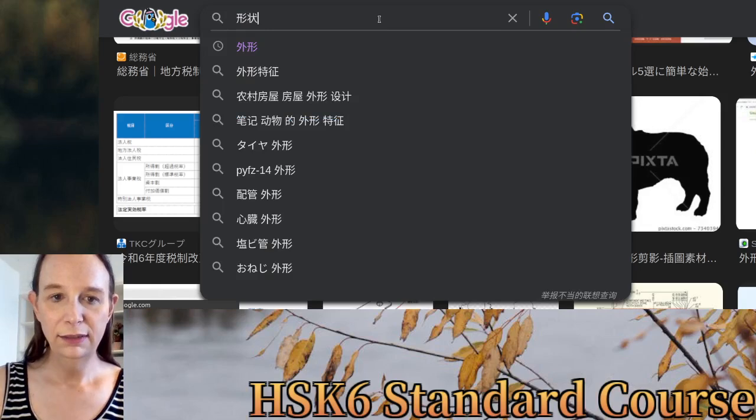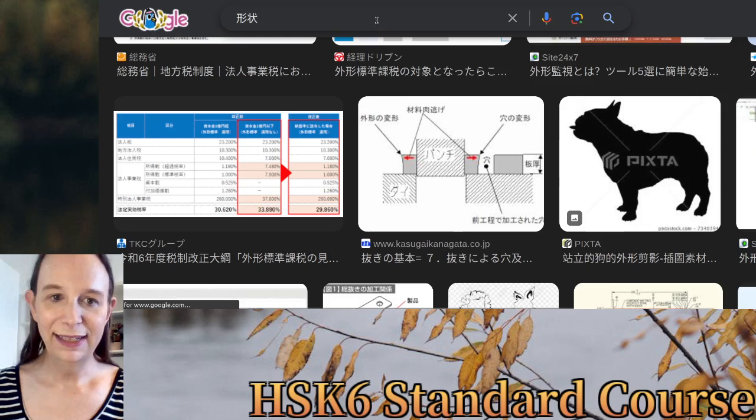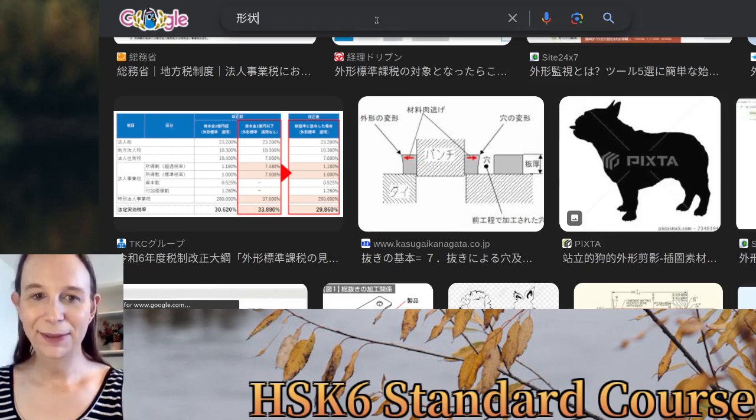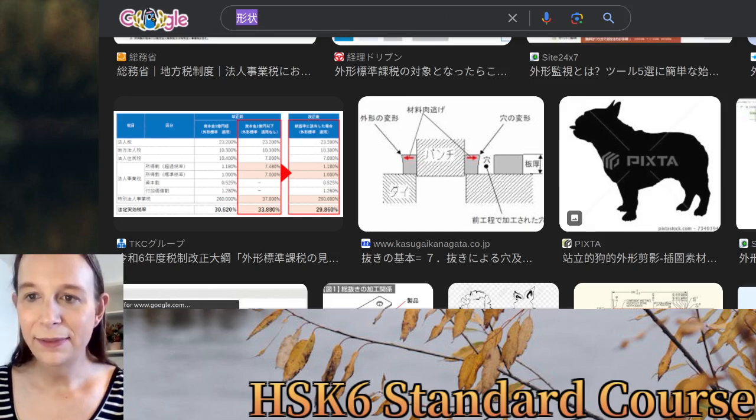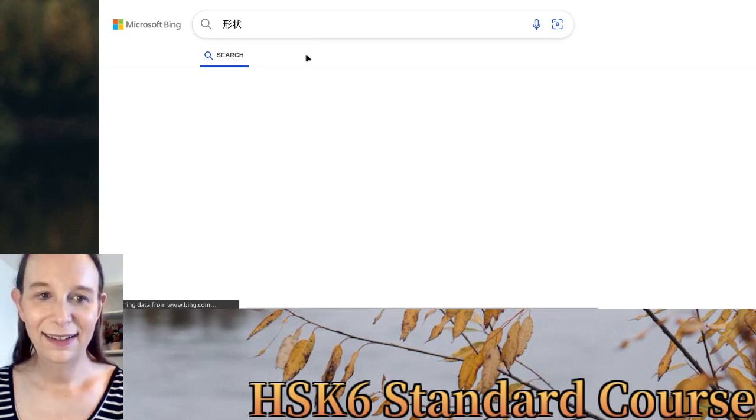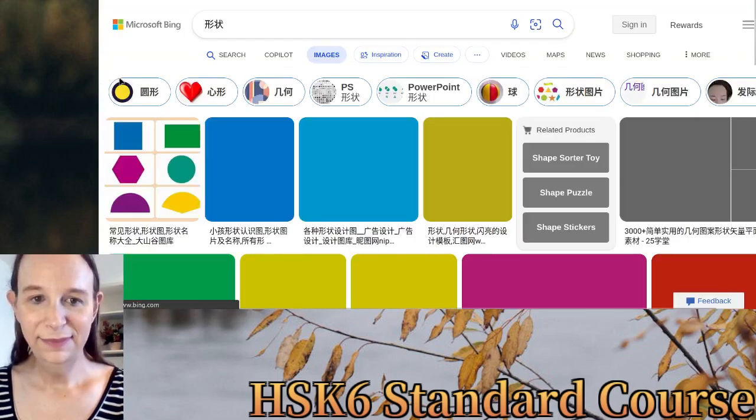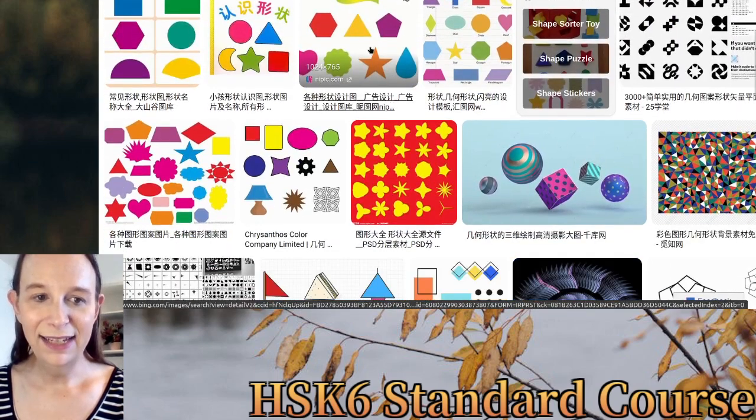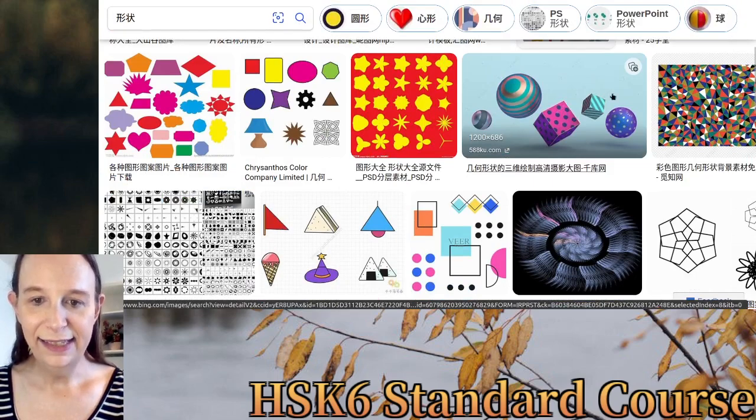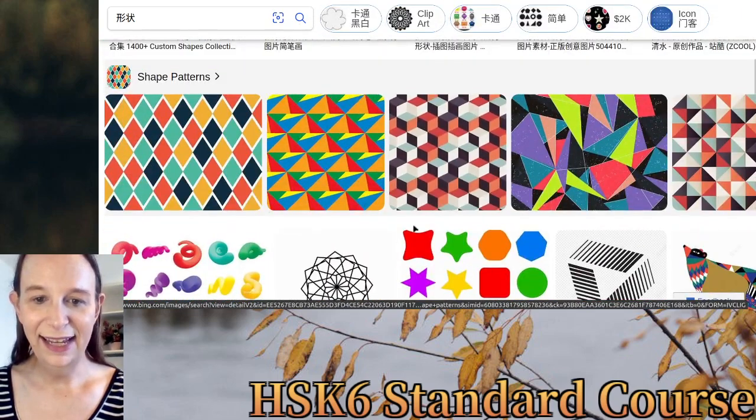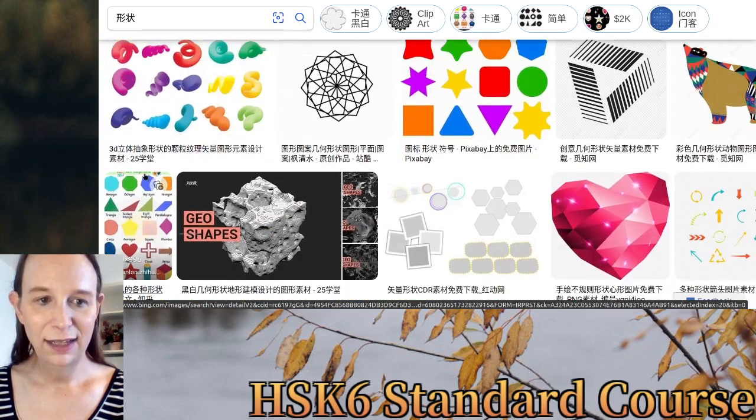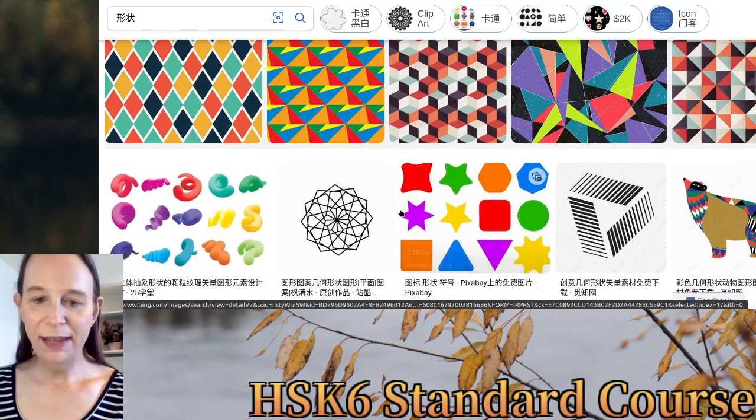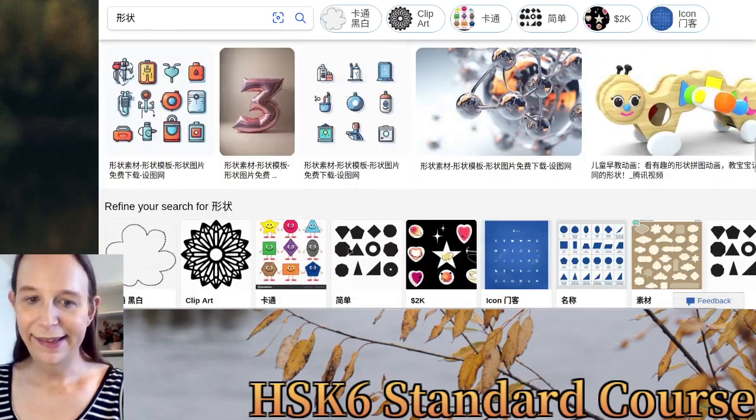形状. 不同的形状. This is where I expect to get like triangles and things. You know what? Let's give up with this one and use Bing. 形状. Yeah. So this is 2D 形状, 3D 形状. 几何 is geometry. So 几何形状, geometrical figures. These tessellations, right? 形状. 抽象形状, abstract shapes. 不同的形状. Yeah, anyway.